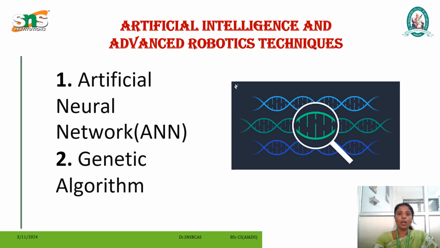Next, we see the artificial intelligence and advanced robotic techniques. So here we are using some of the techniques. We will see one by one. First one is the artificial neural network. That is, we start with object recognition. We need our robot to recognize objects and then classify them as either toy to be picked up or not toy to be left alone.